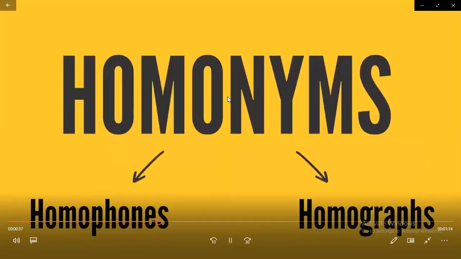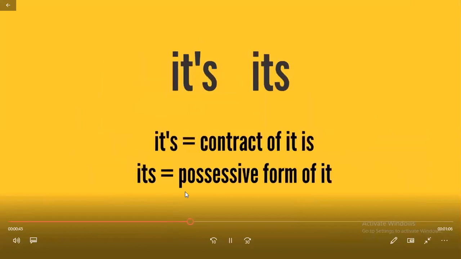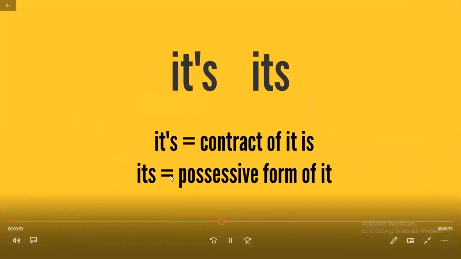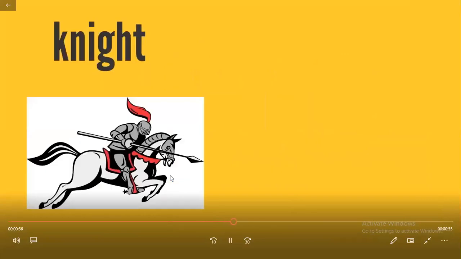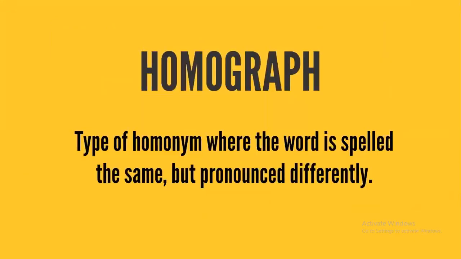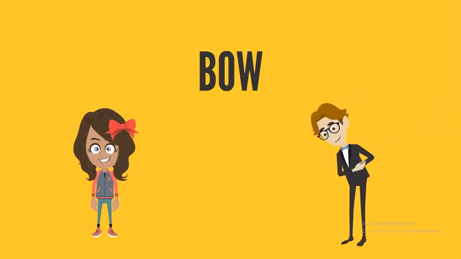There are also two other kinds of homonyms, homophones and homographs. A homophone is a homonym where the words sound the same, but are spelled differently, like it's, meaning it is, with the apostrophe, and its without apostrophe, meaning the possessive form of it, or knight, as in knight in shining armor, and night, as in when you go to sleep. A homograph is a homonym where the word is spelled the same but pronounced differently, like bow, which can be pronounced like something tied in a loop, such as a hair bow, or bow, as in you bend at the waist or bow your head.